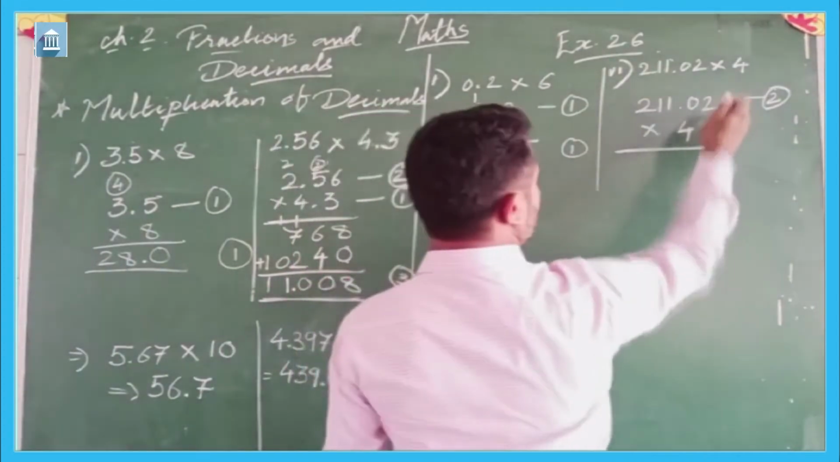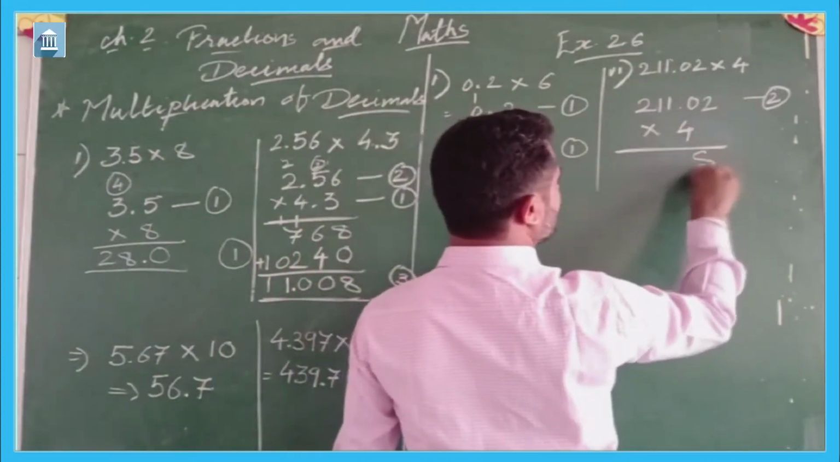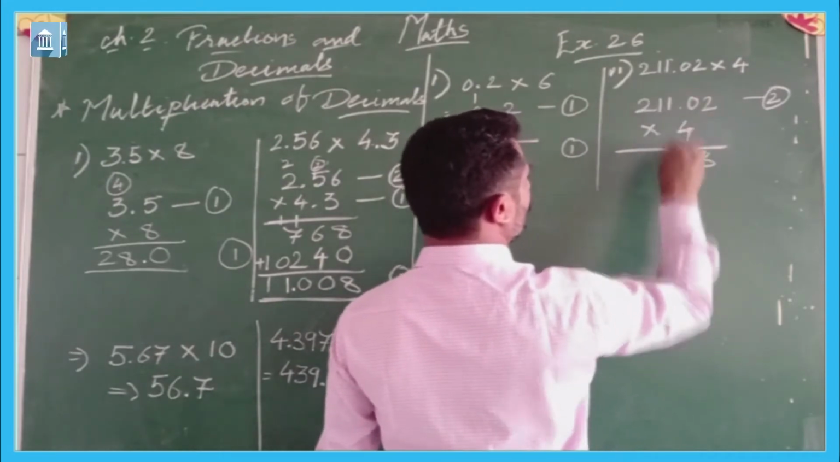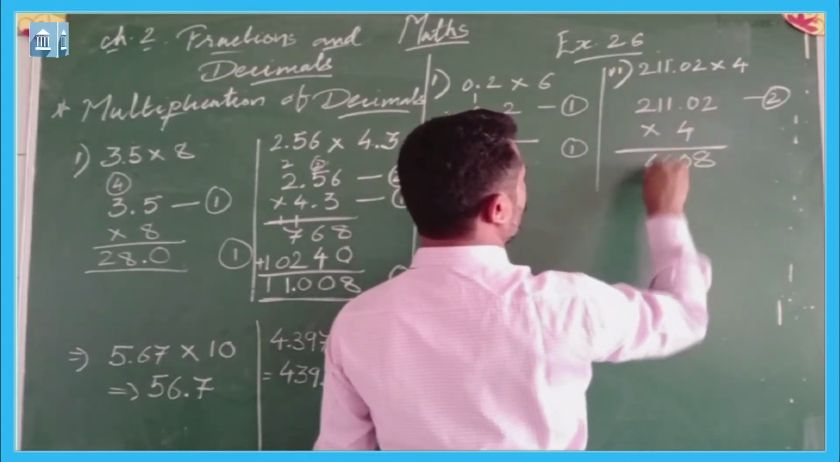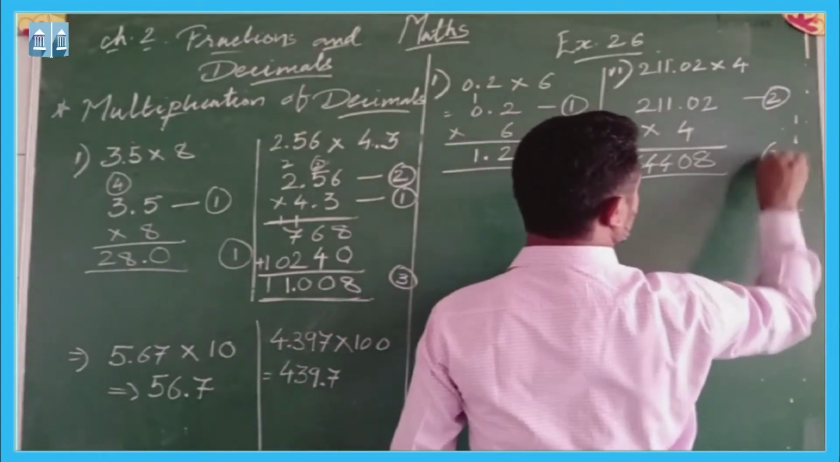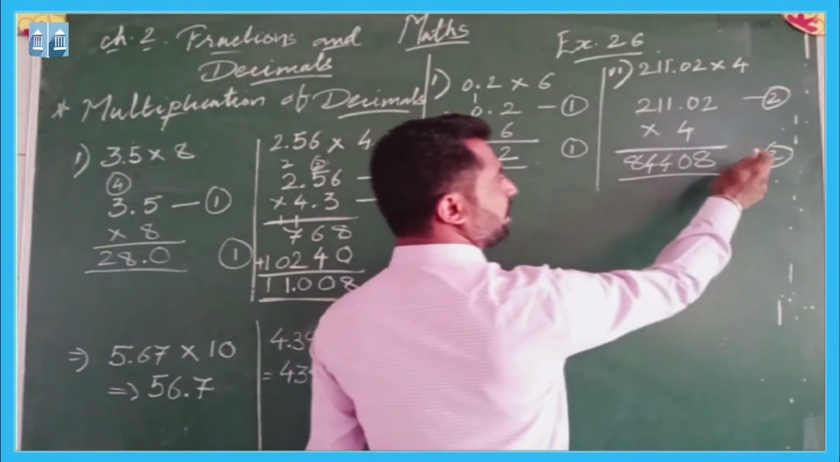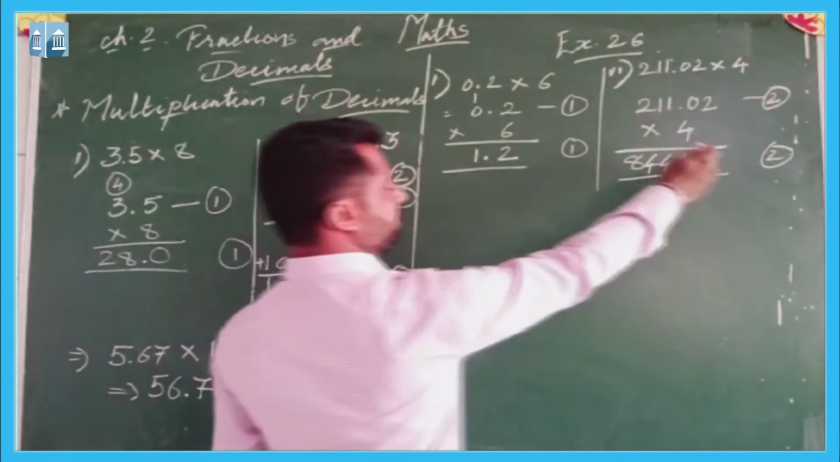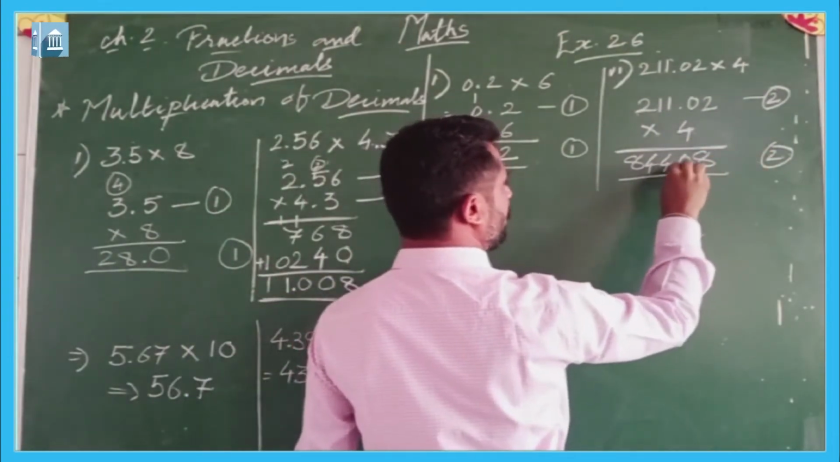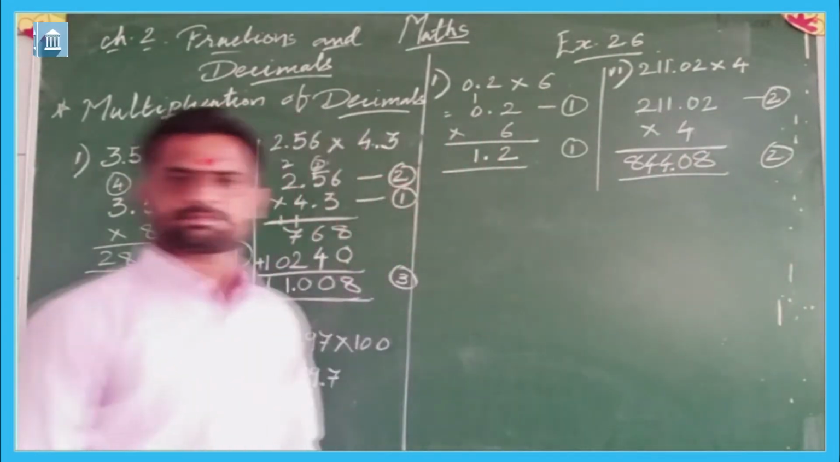Now when we multiply it, 2 4s are 8, 0 into 4 is 0, 1 4 is 4, again 1 4 is 4, 2 4s are 8. When we bring it here, it will be 2 digits. So we will start from the right hand side. It will be 1 2. The decimal point will come here.